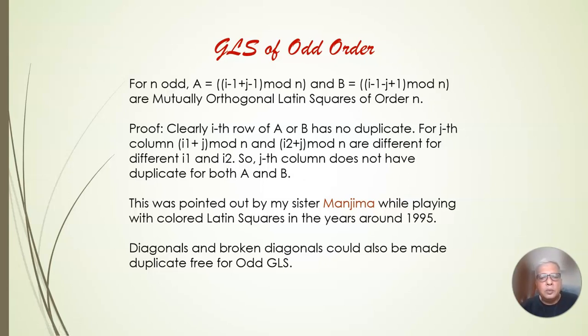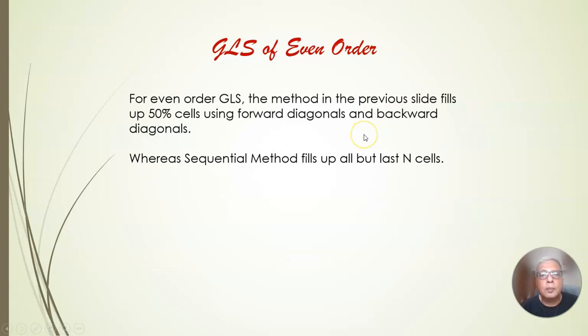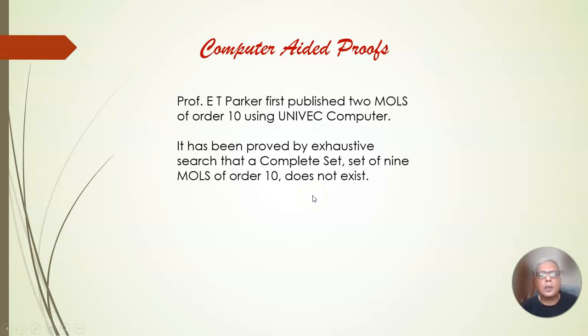Now, I talked a bit about the diagonals. For odd order Latin squares, you can interchange the rows and columns to make the diagonals and the broken diagonals free of any duplicate in the first digit or in the second digit. For even order, our method fills up 50% of the cells, but there is a sequential method which works fine for odd order Latin squares. And for even order Latin squares, it fills up all the cells except the last n cells. I think I'll demo this technique.